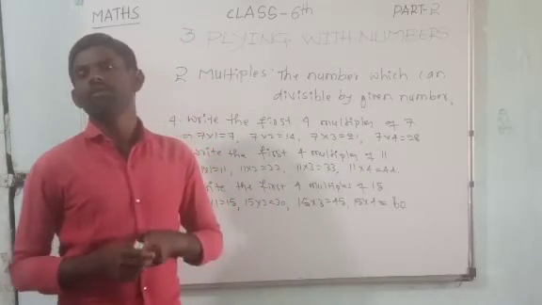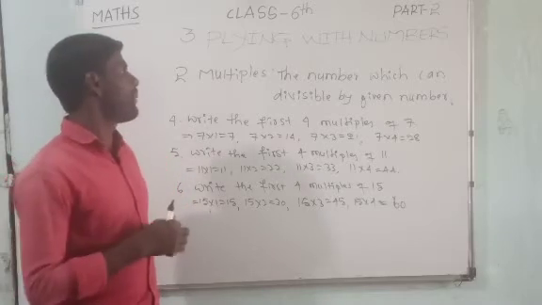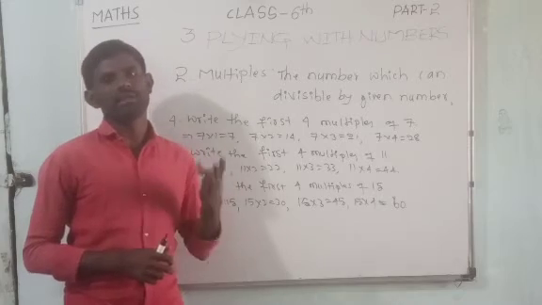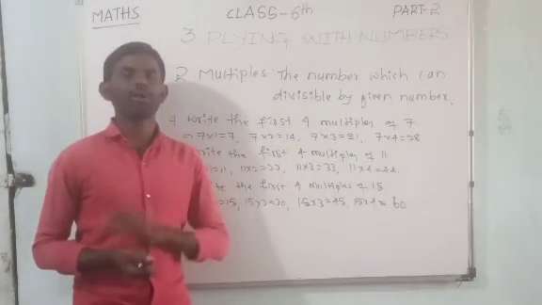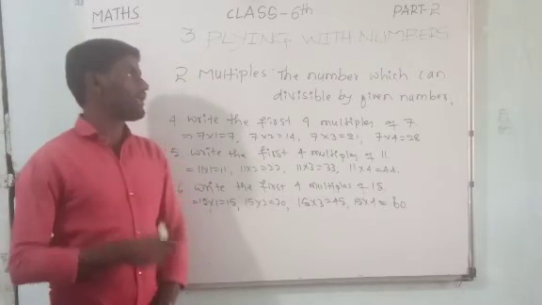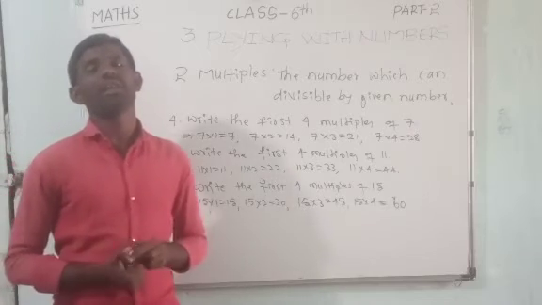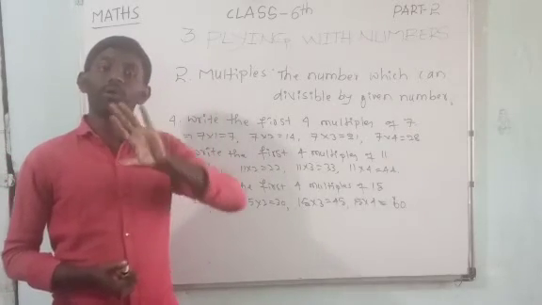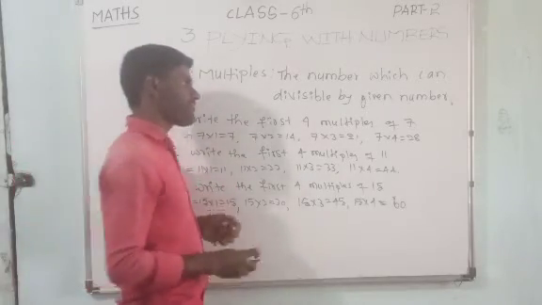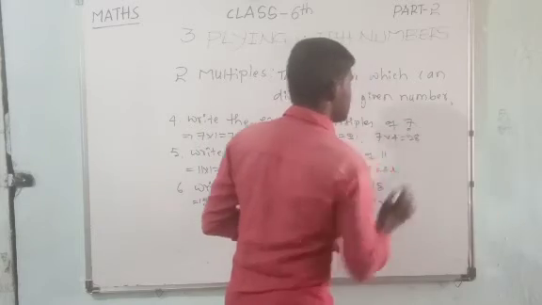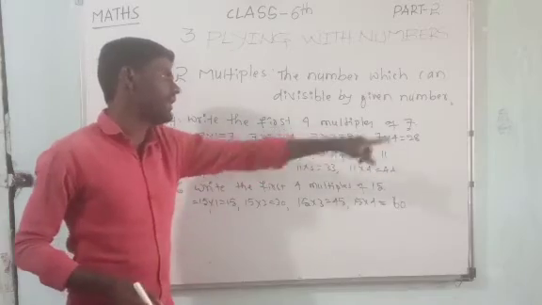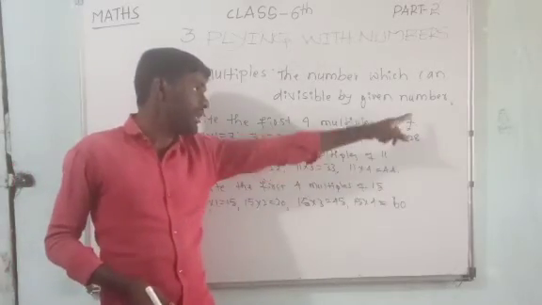Like this, dear children, we have to write the multiples of the given number. Whether they ask for 5 or 10 or 4 or 3 or 2, whatever multiples they ask, you have to write them. Already I told you, multiples are nothing but the numbers which can be divisible by the given number. Say the given number is 7. Here multiples are 7, 14, 21 and 28. These numbers should be divisible by 7.